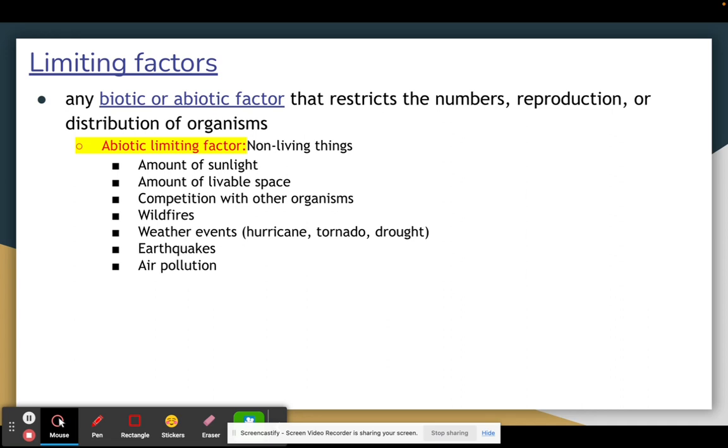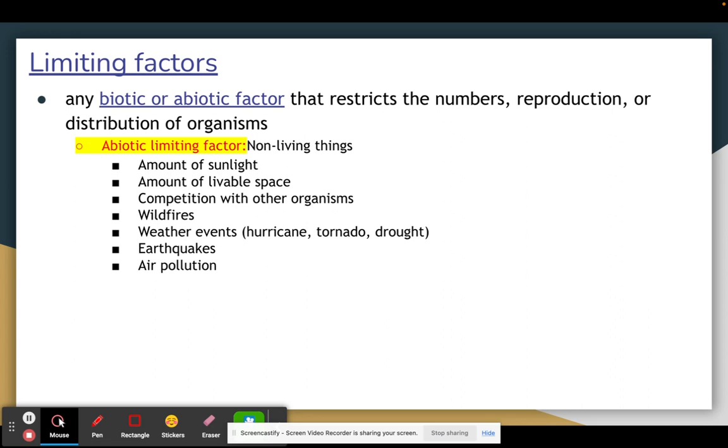The amount of livable space. If you think about an area where there's maybe been deforestation, where a lot of trees have been knocked down, now there's less trees for the birds and the squirrels and other organisms to live in. So that could also possibly reduce the population in that area.